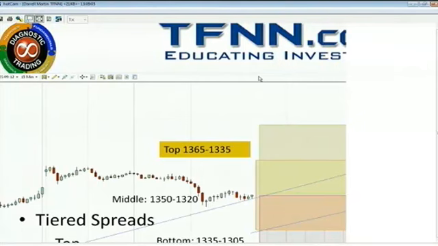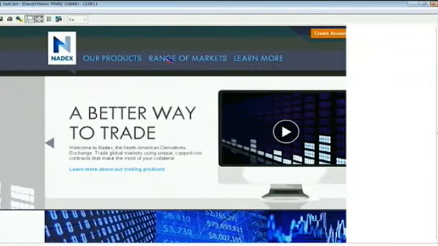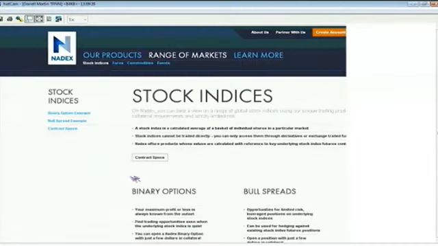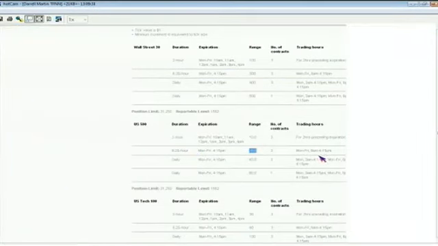It's really helpful if you ever want to see how wide they are. You can hop over on Nadex.com, go to Range of Markets, choose your market, such as stock indices, and go to Contract Specs. Scroll down to where you see spreads and find the US 500. You can see that the spreads are 30 points wide if they're one of the 8.5-hour spreads that starts early in the morning at 8 a.m. Eastern Time and goes to 4:15. So 30 points wide, and that's 300 ticks wide.